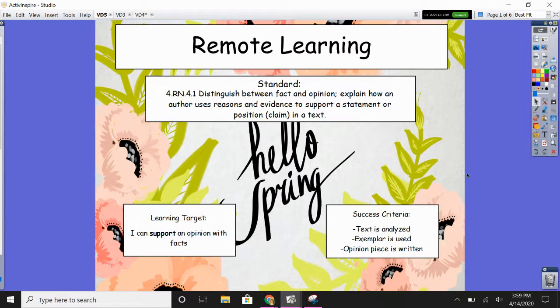We are ready to do our reading. We are still working on fact and opinion today, so I want you to go ahead and look at the learning target. It says, I can support an opinion with facts. So we're going to use those facts today to support our own opinions. In order to do that, we're going to analyze the text. We're going to use an exemplar, and we're also going to write that opinion piece.